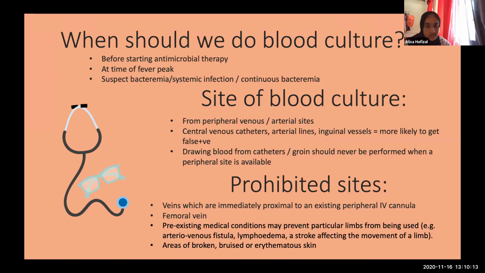Okay, the prohibited sites for blood culture are the veins which are immediately proximal to an existing peripheral IV cannula, because it may interfere with the samples. You are also prohibited from taking it from the femoral vein because it's very hard to do skin disinfection in this area. Also avoid pre-existing medical conditions, for example fistula, lymphedema, or a stroke affecting the particular limb, and areas of broken, bruised or erythematous skin. So avoid those sites.